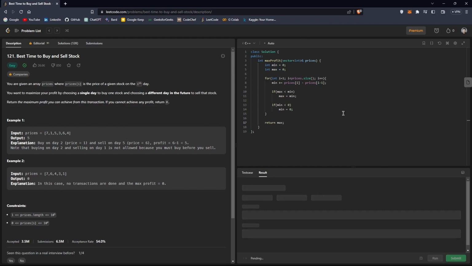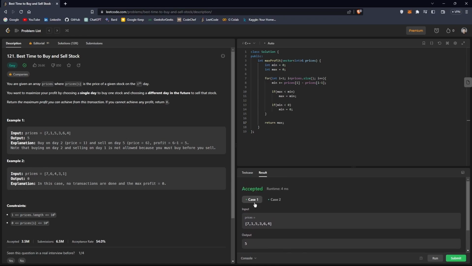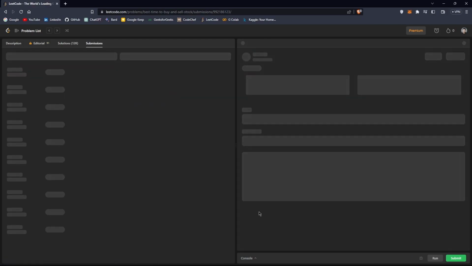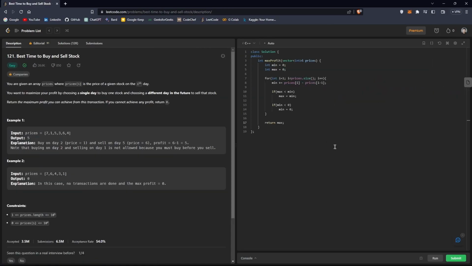So let's run it and check if it's running fine. See, it's running fine. Now let's submit the code. Yeah, good, the code is perfectly submitted.